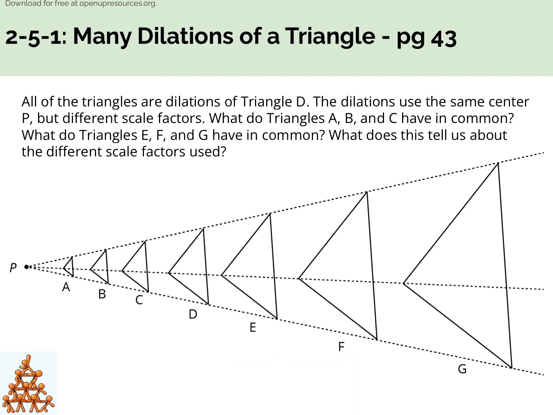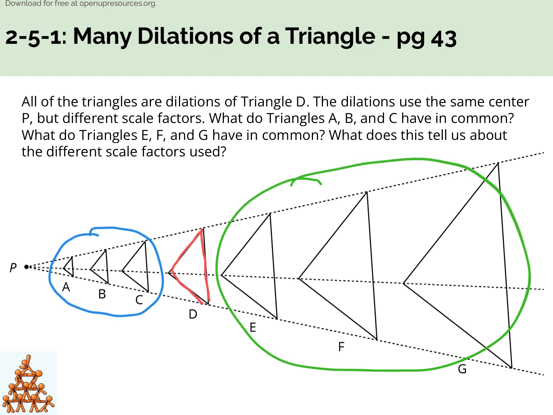All right, next, let's turn to page 43. Okay, so on page 43, it says all of the triangles are dilations of triangle D. I'm going to go ahead and highlight that, triangle D. The dilations use the same center, P, but different scale factors. What do triangles ABC have in common, and what do triangles EFG have in common? What does this tell you about the different scale factors? So go ahead and answer that question, and you're going to write the answer on page 43.